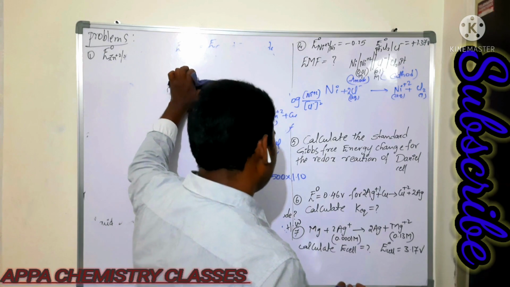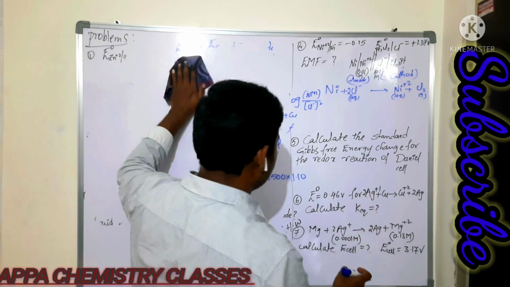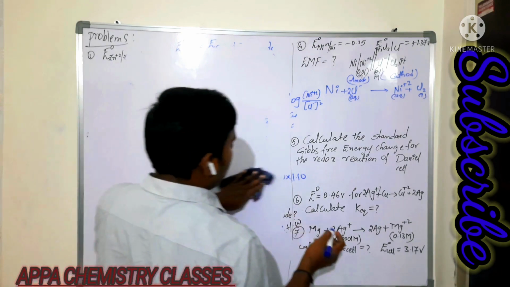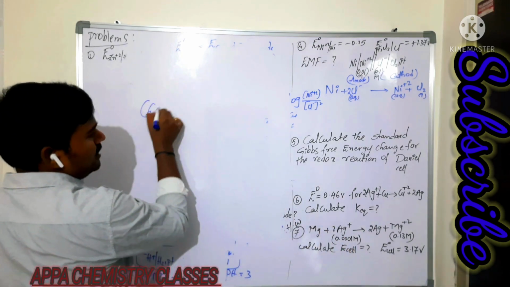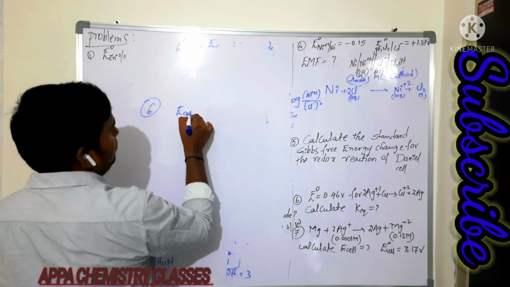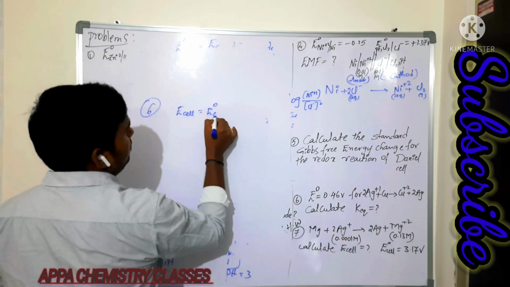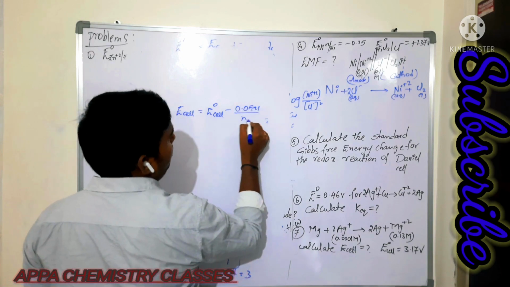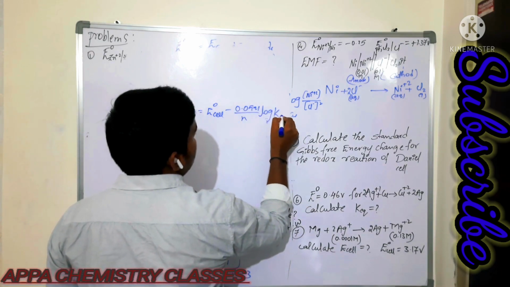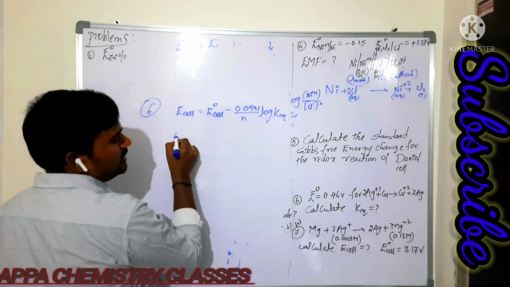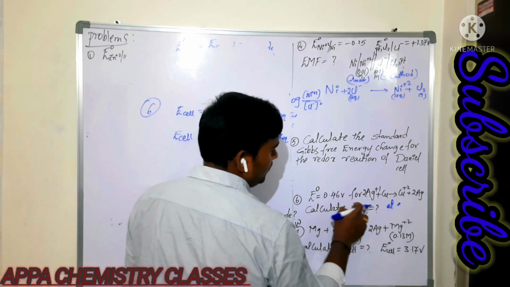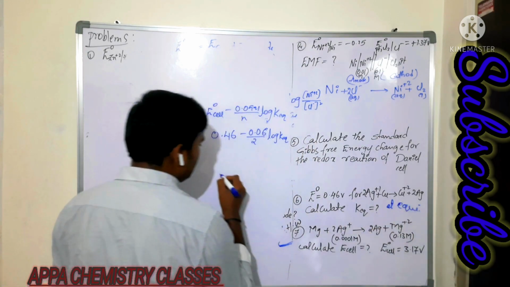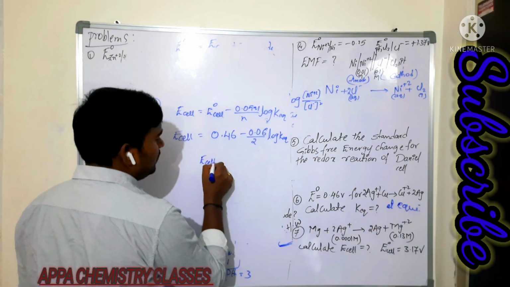Next we will see another one, question number 6. They have given the E naught value for this reaction, and they are asking to calculate the equilibrium constant. So E cell is equal to E naught cell minus 0.0591 by n log of K equilibrium. This is the formula. They are saying that at equilibrium the cell potential, that is E cell, will be 0.